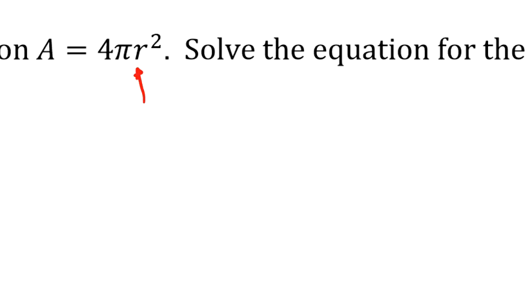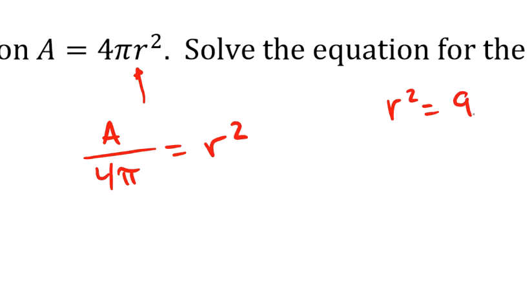So if I divide both sides by 4 pi, I get the area divided by 4 pi is equal to r squared. And what I can do now is take the square root of both sides. Now, customarily, there are two numbers, right? If I have the equation r squared equals 9, for example, there are two solutions here. r would either be negative 3 or r would be positive 3.